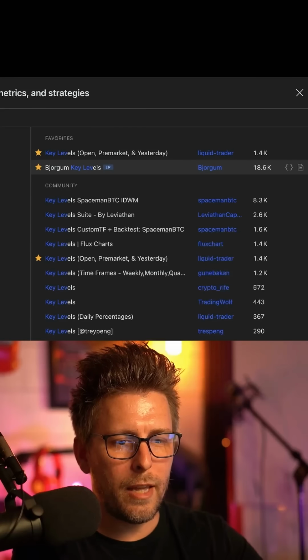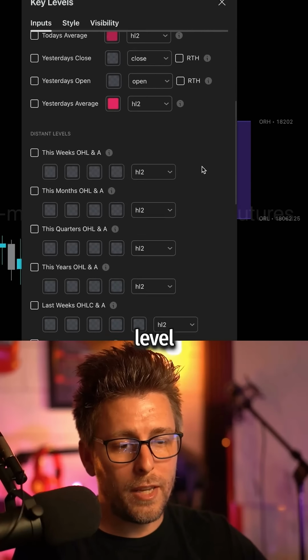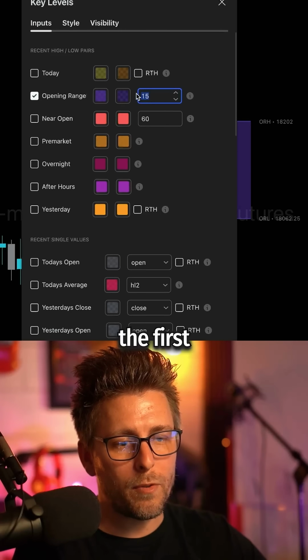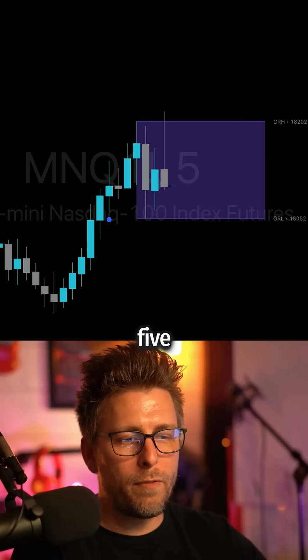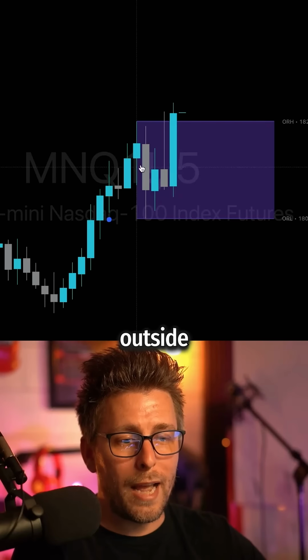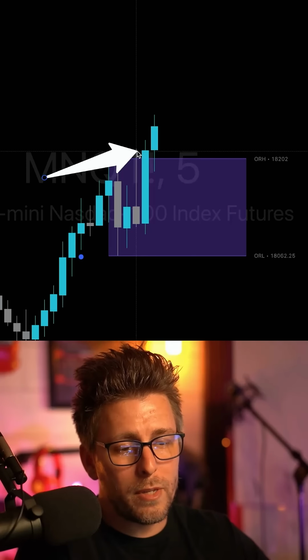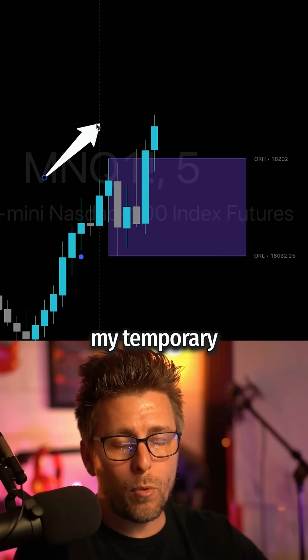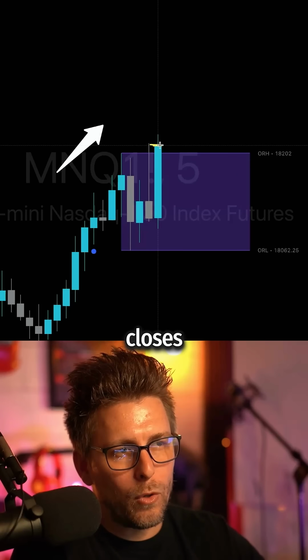I use this indicator called Key Levels by Liquid Trader. As you can see, there's a ton of key level options, but I only want to see the first 15 minutes of the opening range for this example. After that, I'm waiting for a 5-minute candle body to close outside of the range, just like we see here. And once this candle body closes outside the range, now I have my temporary directional bias. In this case, longs. Now, once that candle closes, I'm in.